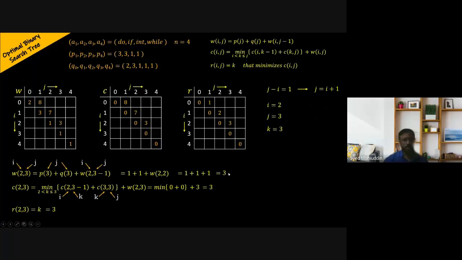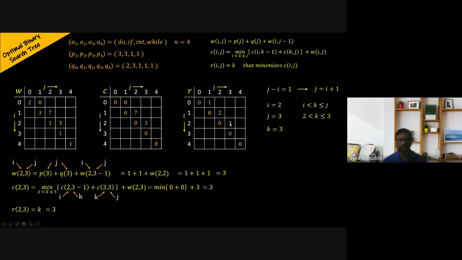So for (2, 3), the condition is 2 less than k less than or equal to 3. So the only value k can have is 3. That is, the third element, A3, is made the root. And we compute W(2, 3), which we get as 3, and C(2, 3), which we get as 3 itself, and 3 is the root for the string.